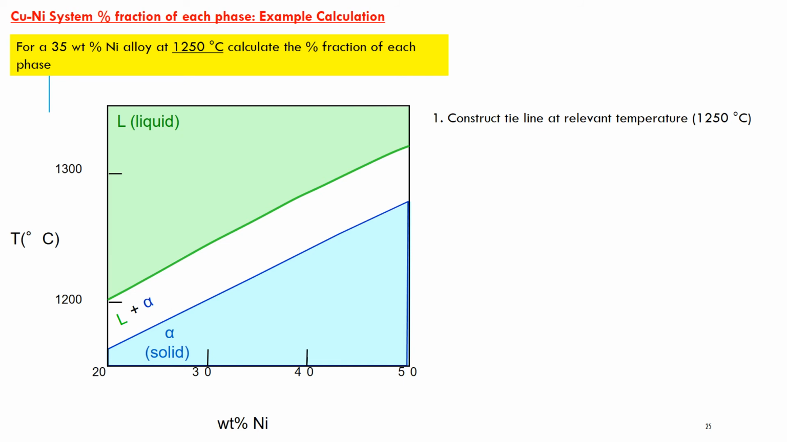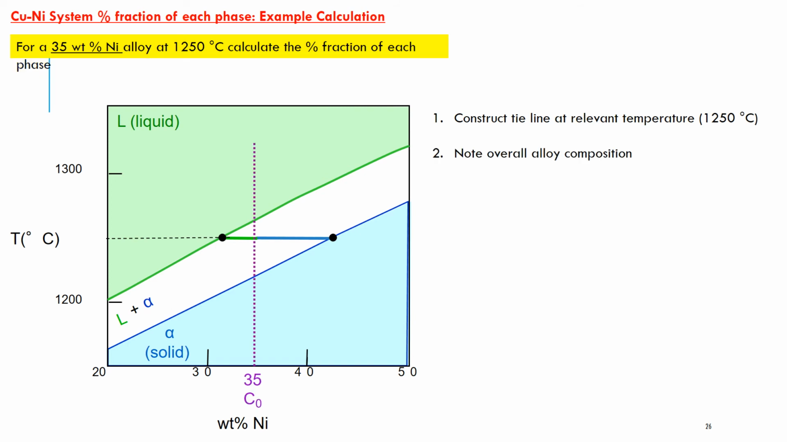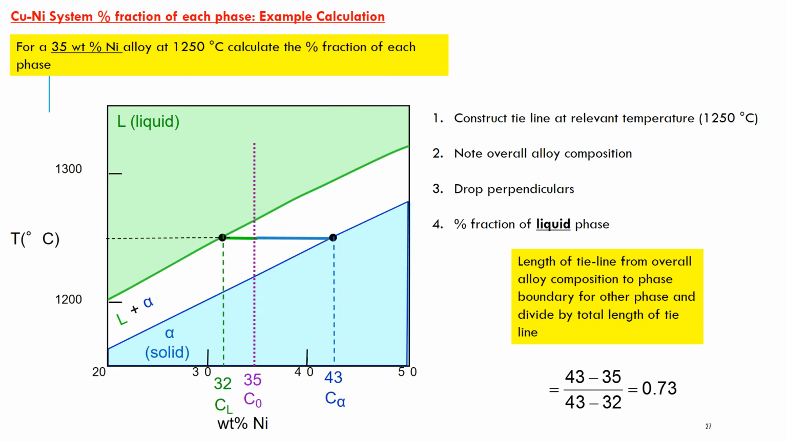So in this case, let's imagine that we're calculating this for the 1250 degrees Celsius 35 weight% nickel alloy sample. I construct my tie line at 1250 degrees Celsius. I note the overall composition of the alloy. I drop my perpendiculars, and if I were to calculate the percentage fraction of the liquid phase, then I take the length of the tie line from the overall alloy composition to the phase boundary for the other phase, in this case the solid phase, and I divide by the total length of the tie line. So in this case that's 43 minus 35. That tells me the length of the tie line from the overall alloy composition to the phase boundary for the other phase, and I divide it by the total length of the tie line, which is 43 minus 32. The answer I get is 0.73, and I can do exactly the same for the solid phase, and the answer I get is 0.27.